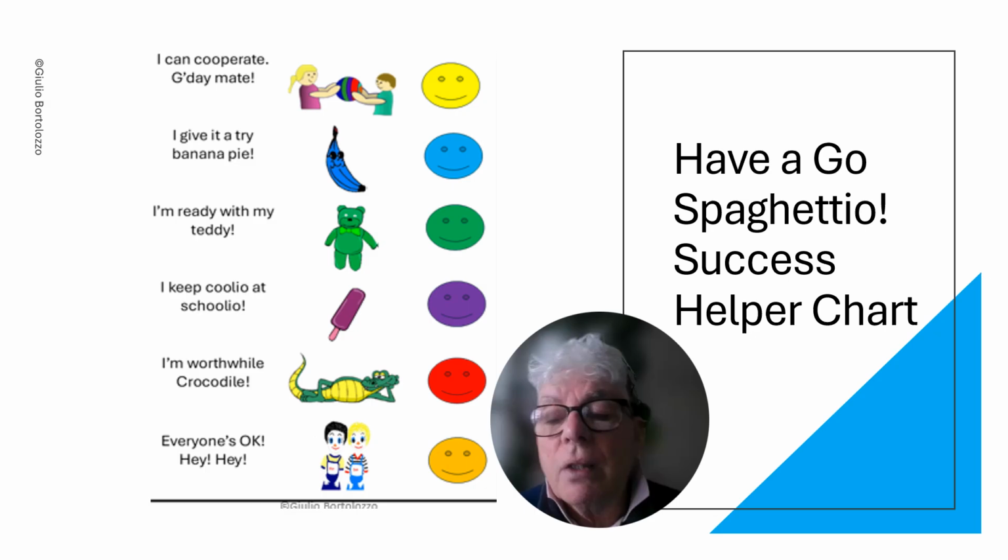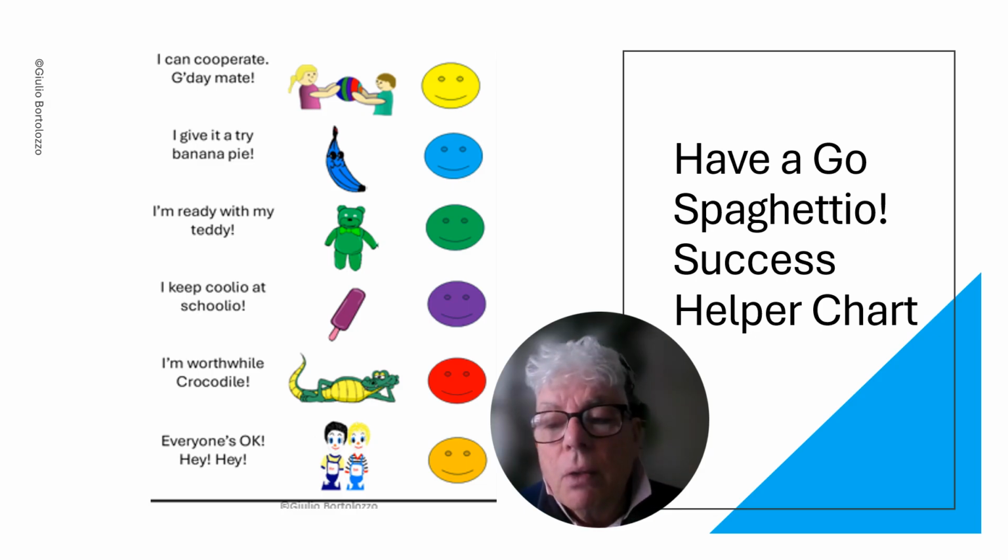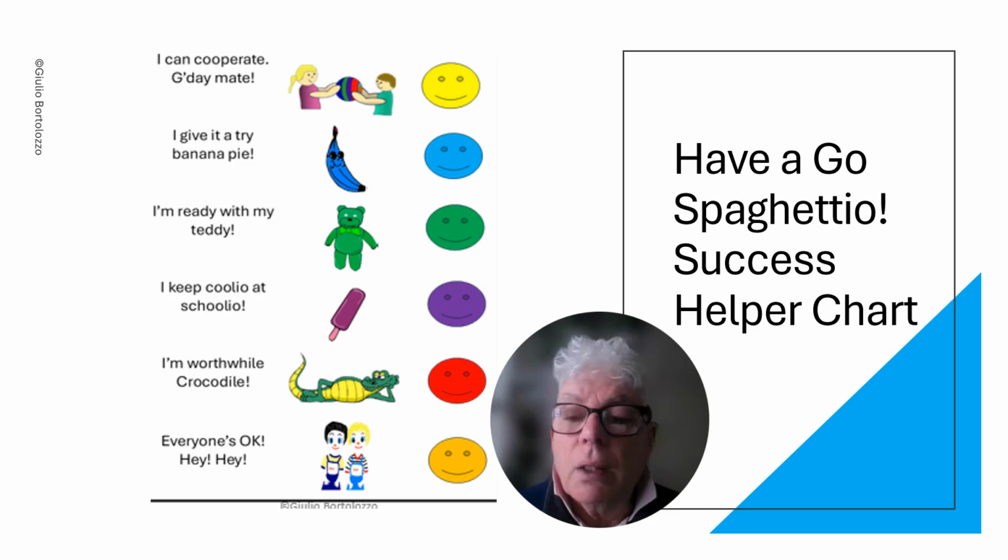We want children to develop unconditional self-acceptance, the I'm worthwhile crocodile way of seeing things, very important. This helps children develop psychological resilience, and it's a protective factor against extreme anxiety and depression, sadness, guilt, shame, anger. And we want children to respect each other. That's the orange success helper there. Everyone's okay. So these competencies are underpinned by Albert Ellis's idea that we can think self-helpfully, in other words rationally, using our success helper or brain friend thinking, or we can choose to think irrationally, use success stopper thinking. So that's the Have a Go Spaghettio success helper chart.